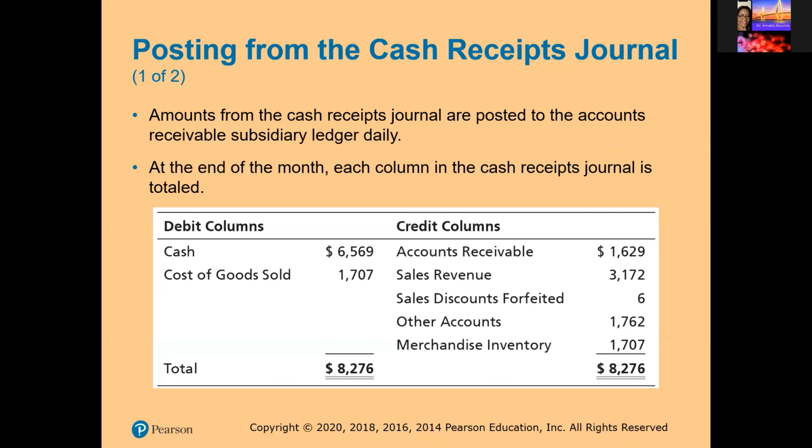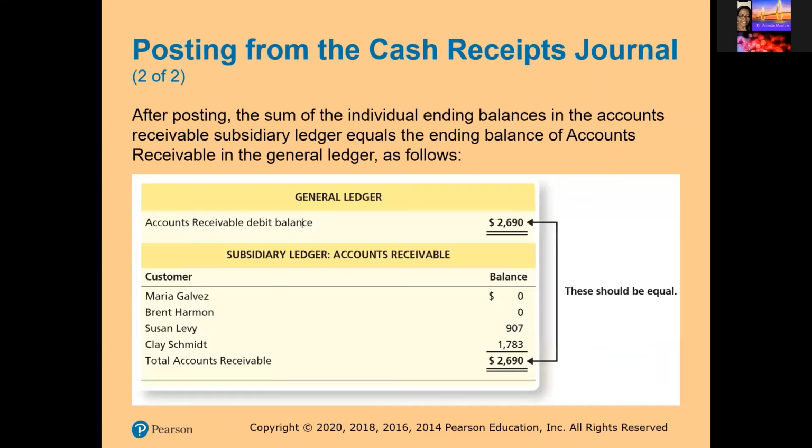All columns except for the other accounts credit column are posted in total to the general ledger. The column total for other accounts credit is not posted. Instead, these credits are posted individually. As with the sales journal, entries in the cash receipts journal are posted daily to the accounts receivable subsidiary ledger and monthly to the general ledger.